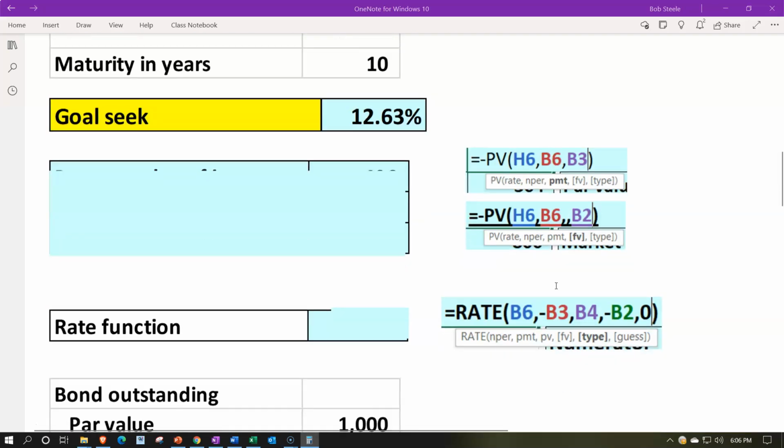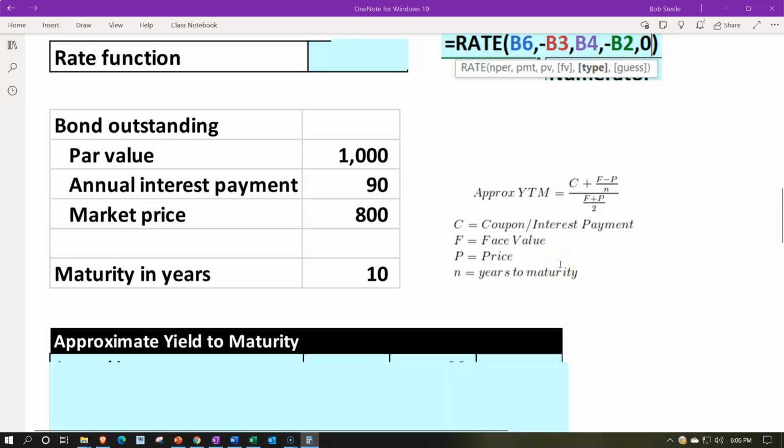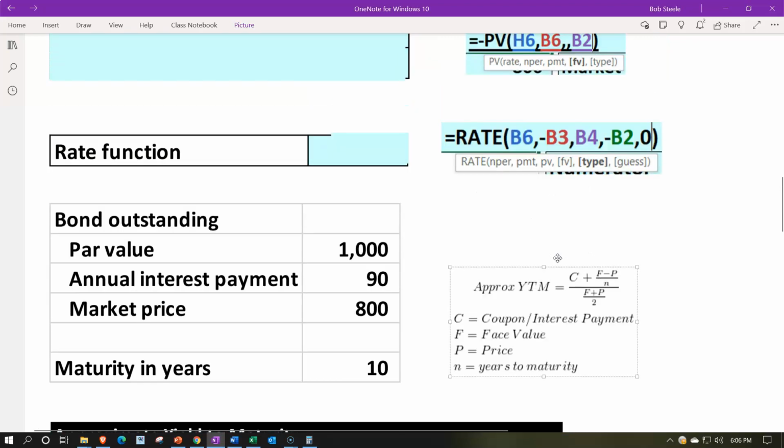And then we'll do a rate function, which we could see in Excel. And then we'll do another estimating type of format that we could do mathematically, which you might see in some textbooks. We'll do two formats of this, which will give you an approximation of the yield to maturity.